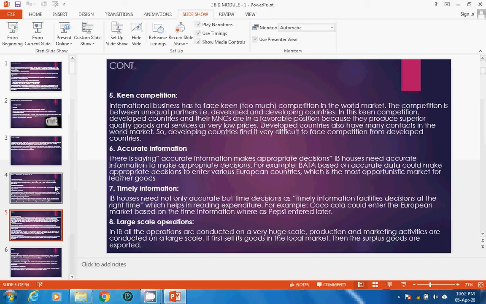Large scale operation. In international business, all the operations are conducted on a huge scale. It may be production, marketing, which will be happening at a large scale. It first sells its goods in the local market, then the surplus goods which have been produced are exported.